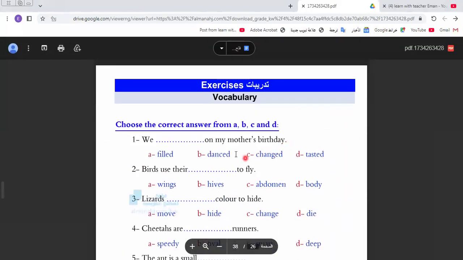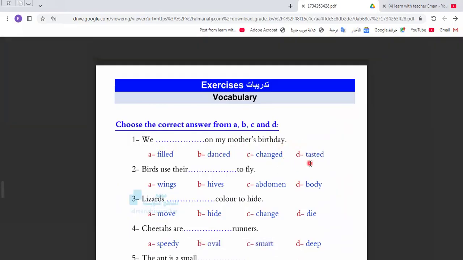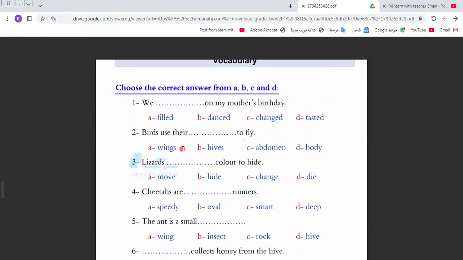Let's do this exercise together. We dance on Mother's Day. We dance on my mother's birthday. We danced. Here we danced. Let's go to another one.